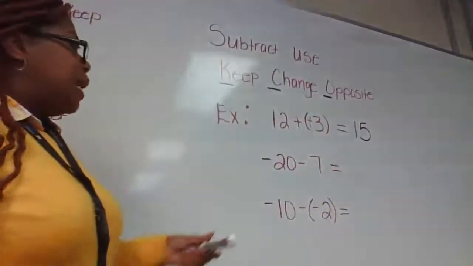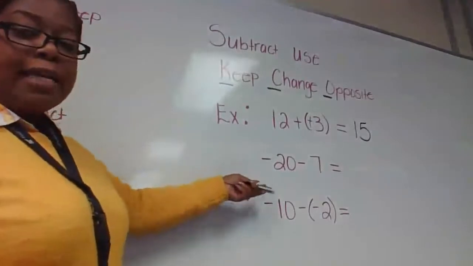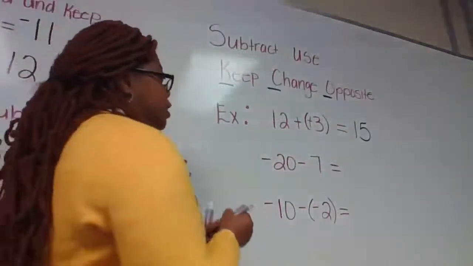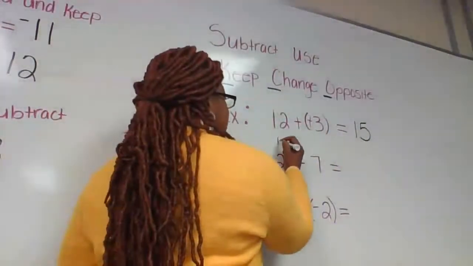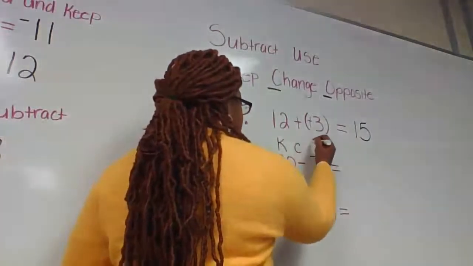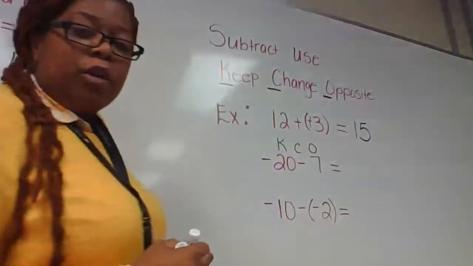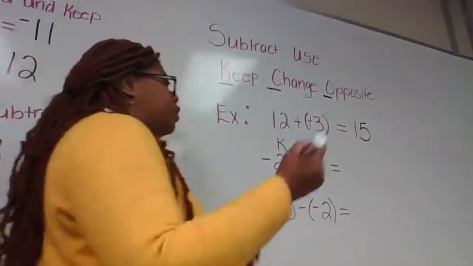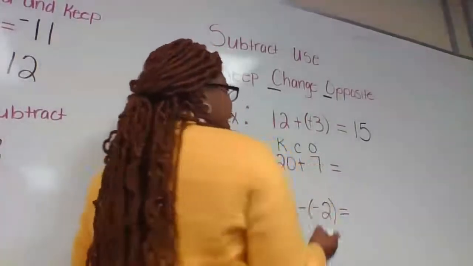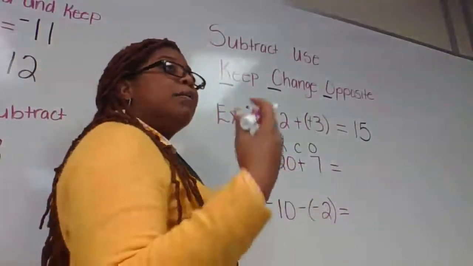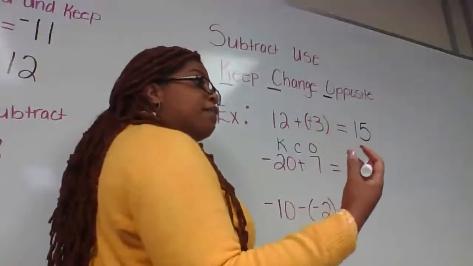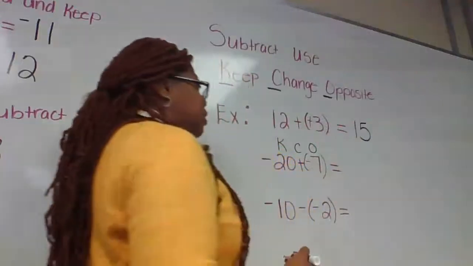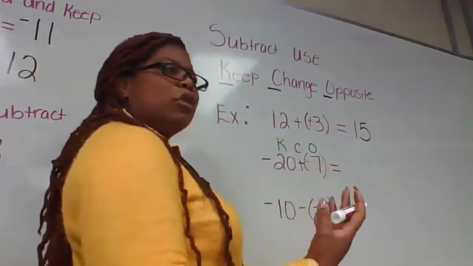All right? Now, let's do some practice. Here, -20 minus 7. We keep. Here, let me do this for some of you because this is going to help you. Just put your KCO over each little thing so you don't forget what you're supposed to do and you don't get confused, okay? So we keep -20. We change subtraction to addition, and we take the opposite of +7. The opposite of +7 is, you got it, -7. And I just put the parentheses around it so that you're not confused, right?